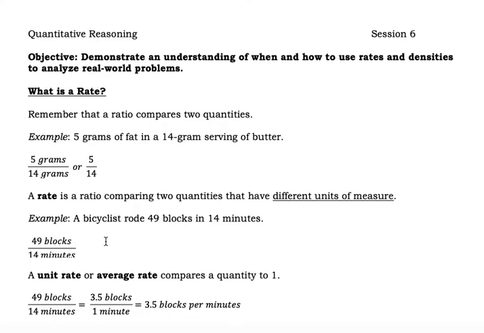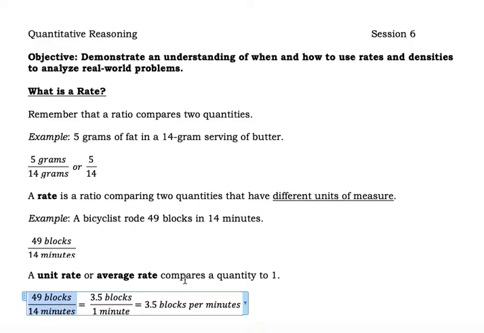So we have a special type of rate called a unit rate. Sometimes we also call it an average rate. And basically, a unit rate or an average rate compares a quantity to one. Because when we're comparing a quantity to one, it's easier to understand what this rate is telling us. For example, let's say we take this same rate and convert it to a unit rate. So remember, my rate was 49 blocks over 14 minutes.